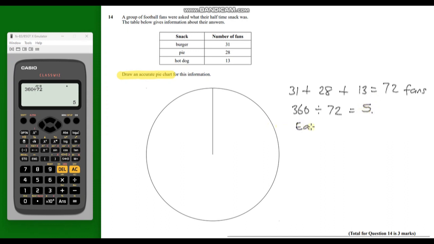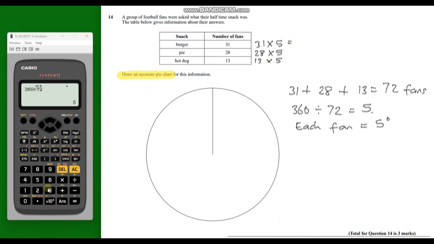So let's write that down. Each fan equals 5 degrees. So now we can work out what each sector is going to be. If there are 31 burger fans, or 31 fans who had a burger, we can just do 31 multiplied by 5. For the pie section, we can do 28 times 5. And for the hot dog section, we can do 13 times 5.